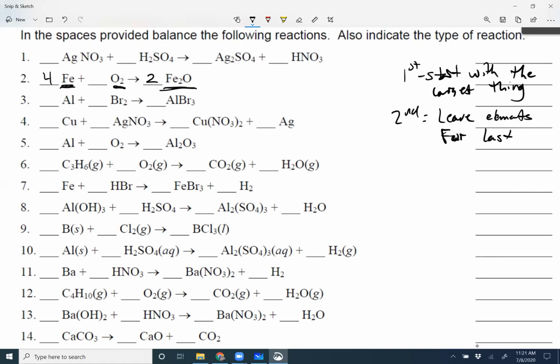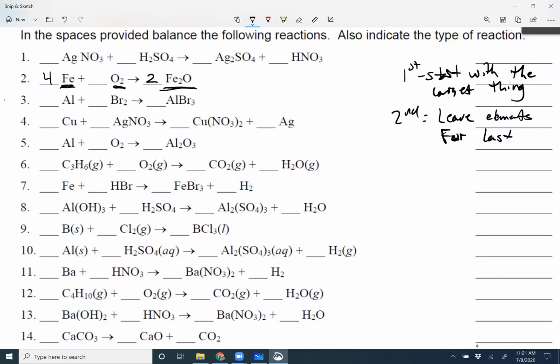And for 95% of the time, you want to make sure that your balanced numbers cannot be reduced anymore. So if you have 8, 2, 4, well, that should be reduced to 4, 1, 2. All right, so that's our first and our second tip. If you do that, then you can balance these ones pretty easily.